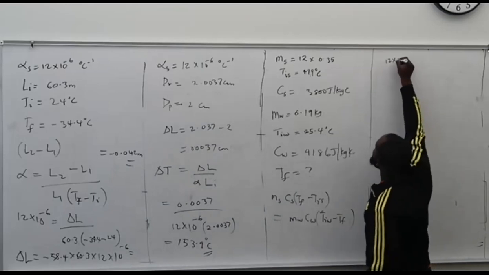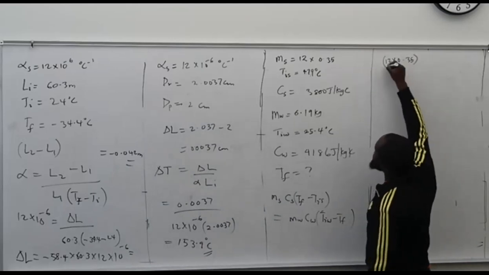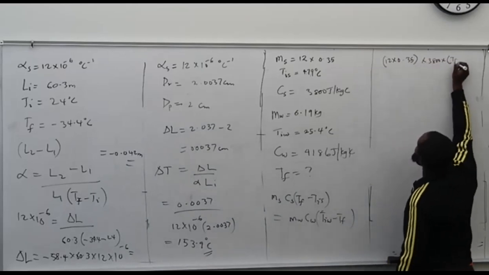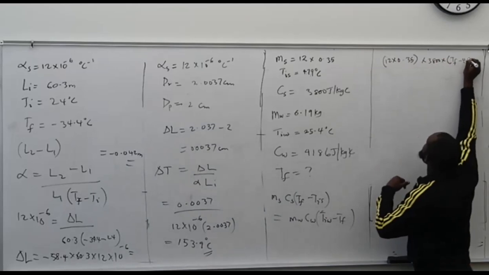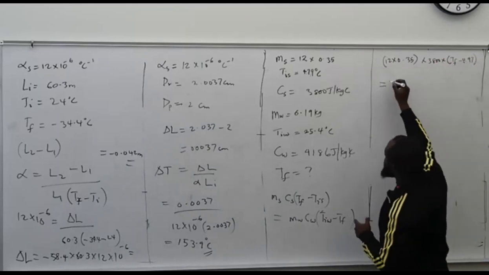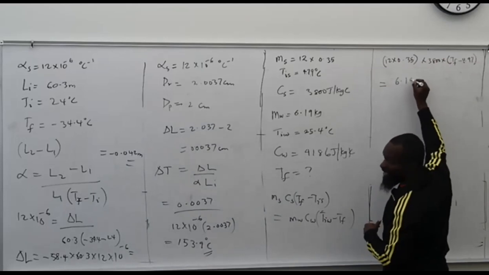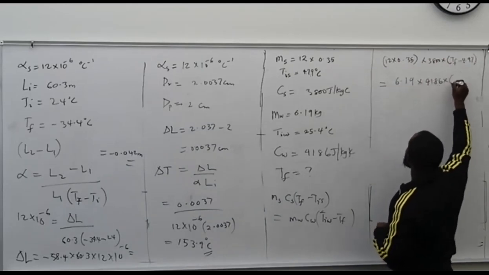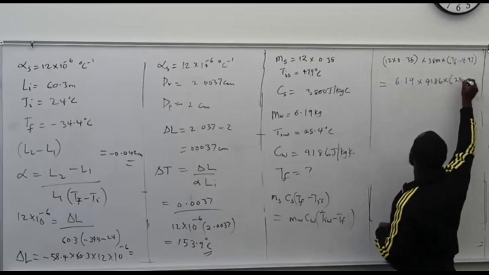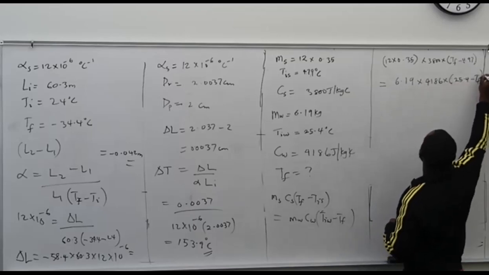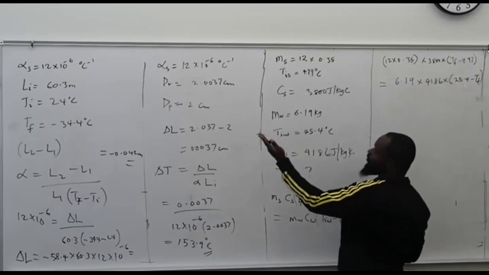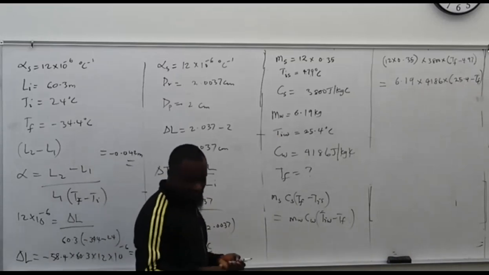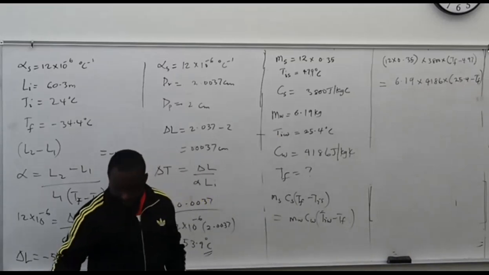So this becomes 12 times 0.35 for mass of soda, times 3,800, specific capacity of soda, times temperature change, T final, which is greater than 4.97. Equals mass of watermelon, 16.19, specific capacity of watermelon, 4,186, temperature change, 25.4 minus T final. Because it's going to be less than 25.4 as it's going to lose heat towards that. Okay, so you just find T final from here. So let's take our calculators and work this out.